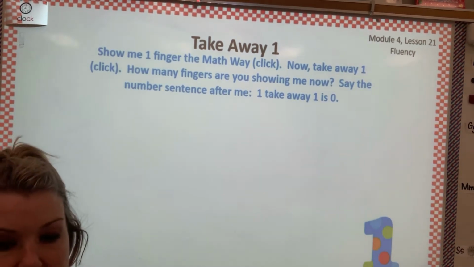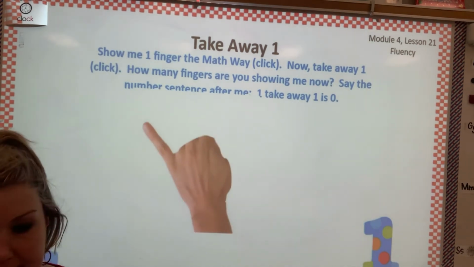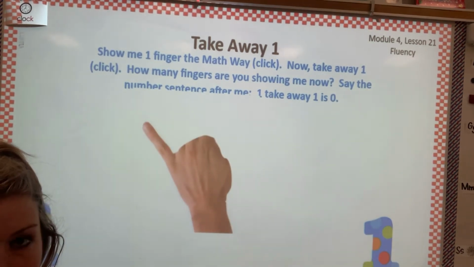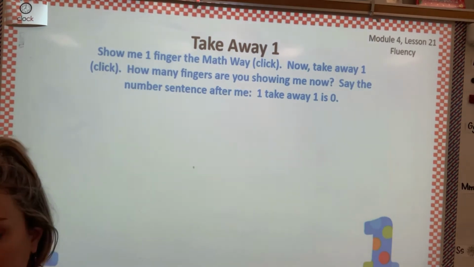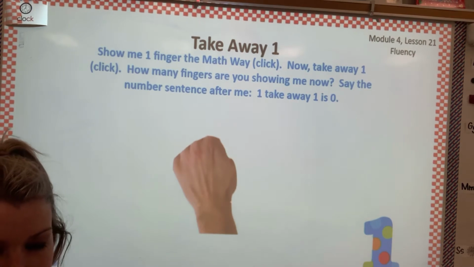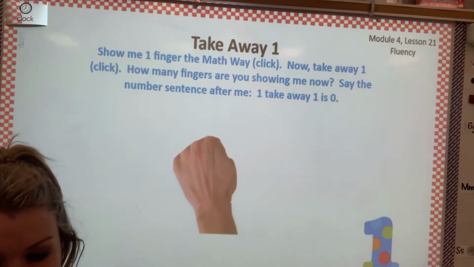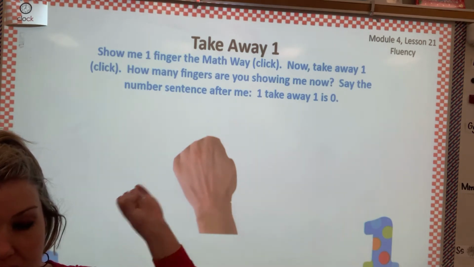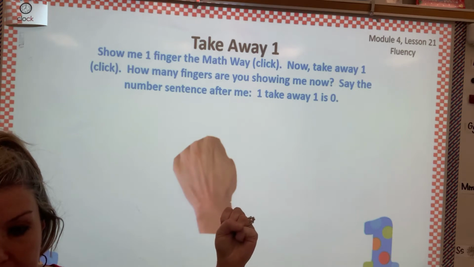Show me 1 finger the math way. Now take away 1. How many do you have left? 0. Very good. Let's say that number sentence together. 1 take away 1 is 0.